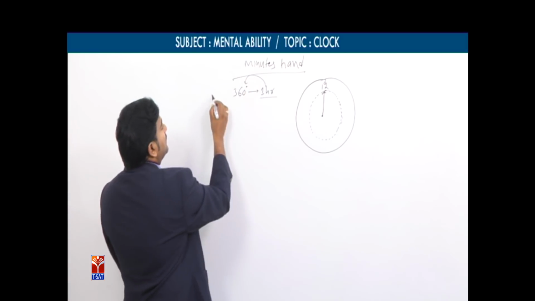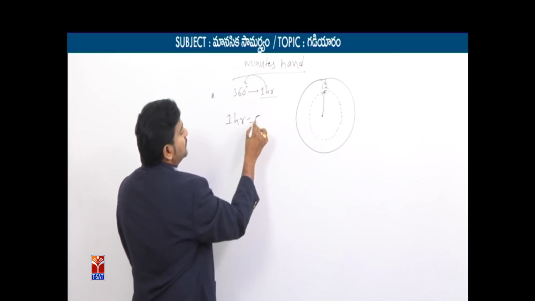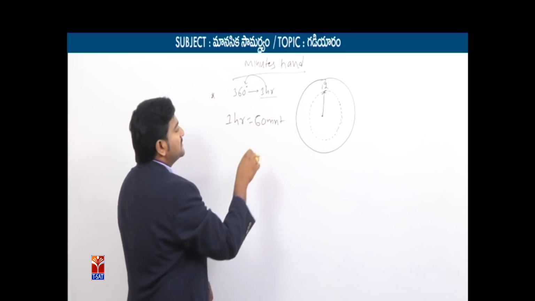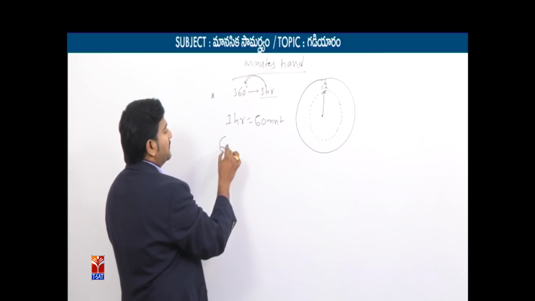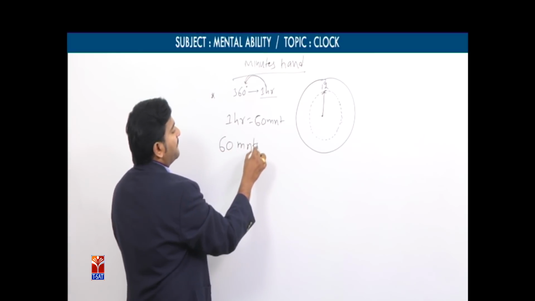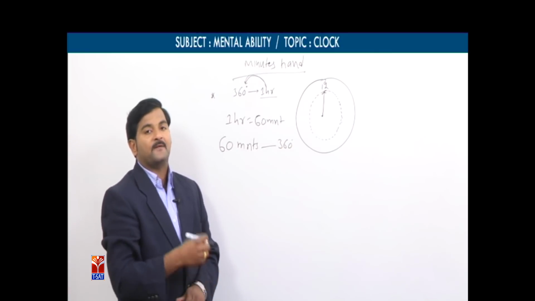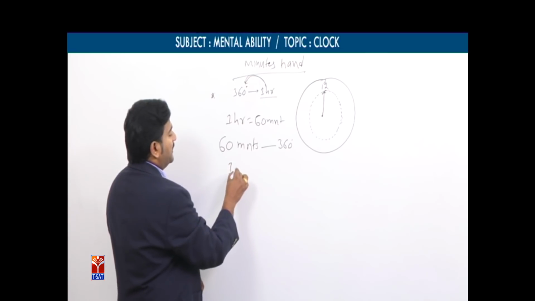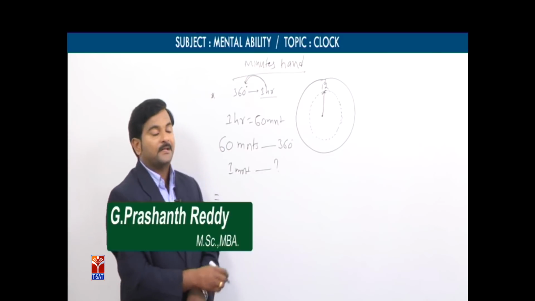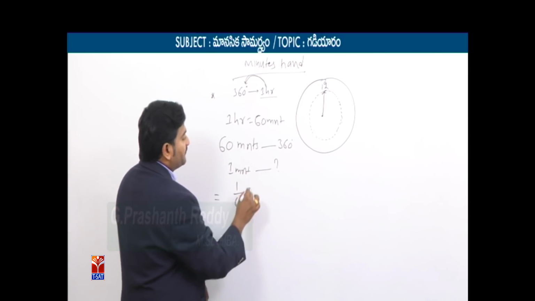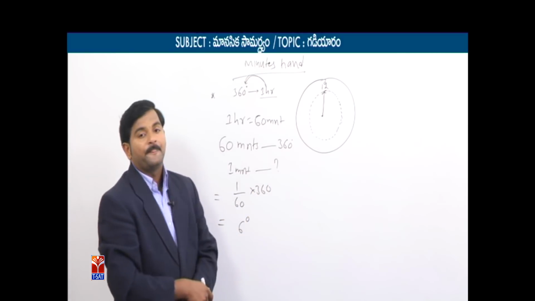So similarly, we already know 1 hour equals 60 minutes. If the minute's hand makes 360 degrees in the span of 1 hour, it makes 360 degrees in the span of only 60 minutes. For 360 degrees in 60 minutes, for 1 minute how much? This is a simple mathematical calculation: 1 by 60 into 360. If you simplify this, how much do you get, my students? This equals 6 degrees.